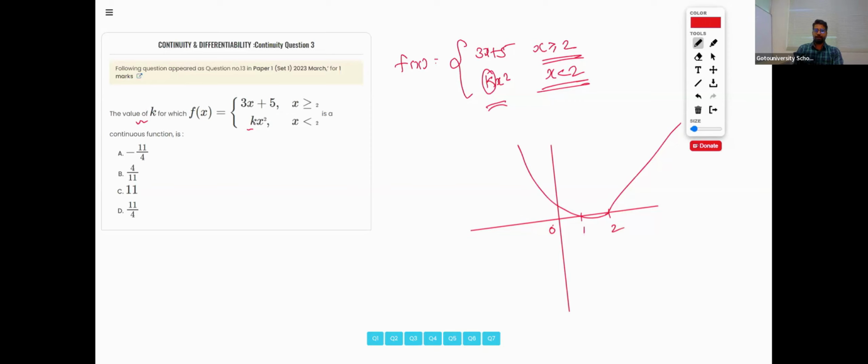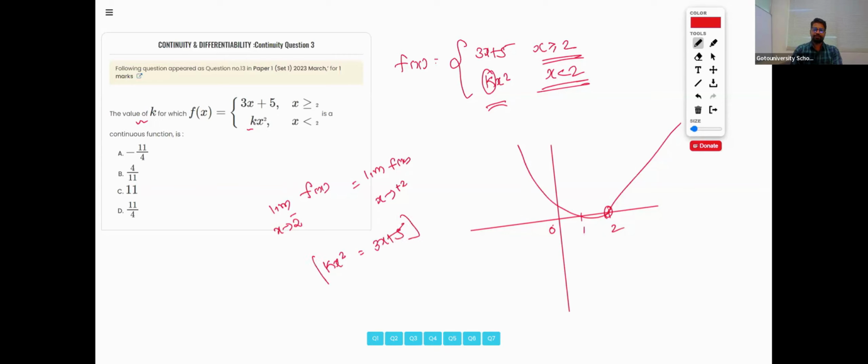Now I need to find the value of k if it is continuous. If there is no shift at this place, it means the limit of f of x as x approaches 2 from the left hand side should be equal to the limit of f of x approaching from the right hand side, right? So this has to be equal. From the left hand side, if x is less than 2, the value will be k x square. From the right hand side, if it is more than or equal to 2, it is 3x plus 5, right?